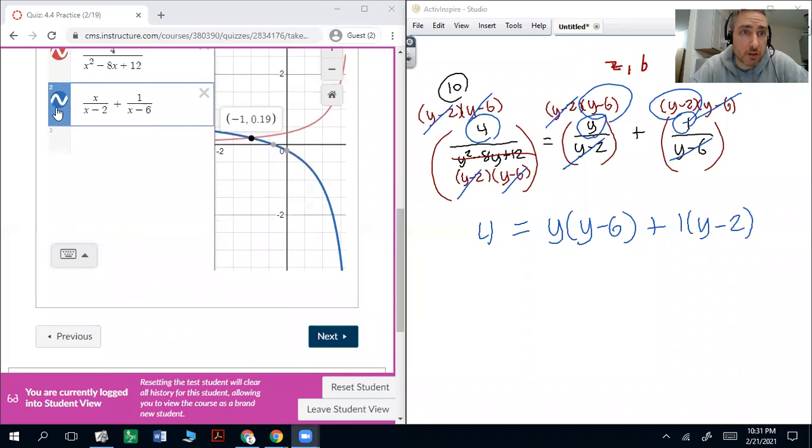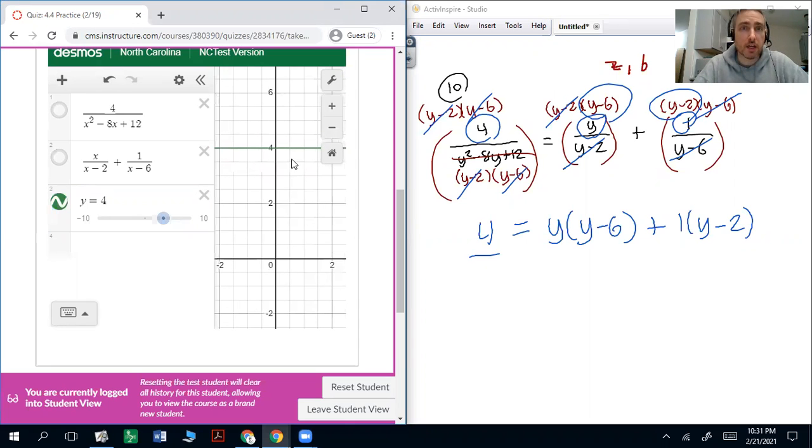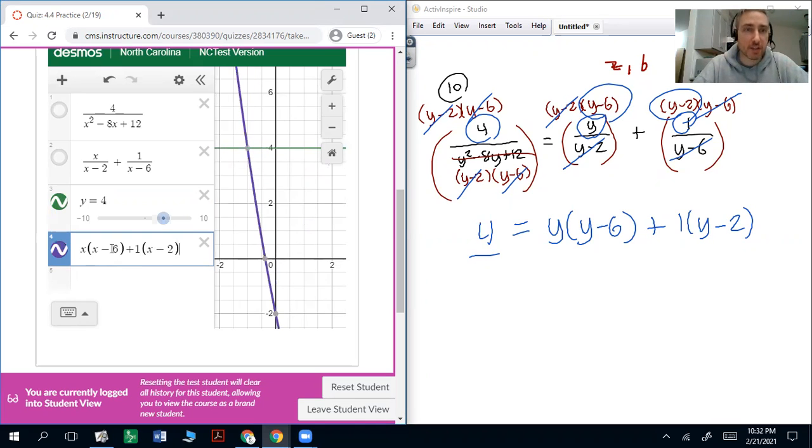So I'm going to hide the original graphs, these complicated rational graphs. And I'm going to do instead the left side of my equation here, which is 4. So I'm going to do y equals 4, because you have to y when you do those. So y equals 4. That gives you a nice horizontal line up here. Otherwise, it's just a number. But y equals 4 is a graph. Then you graph the right side, x parentheses x minus 6 plus 1 parentheses x minus 2. So anything you graph is x, with the exception, of course, of y equals if it's just a number.